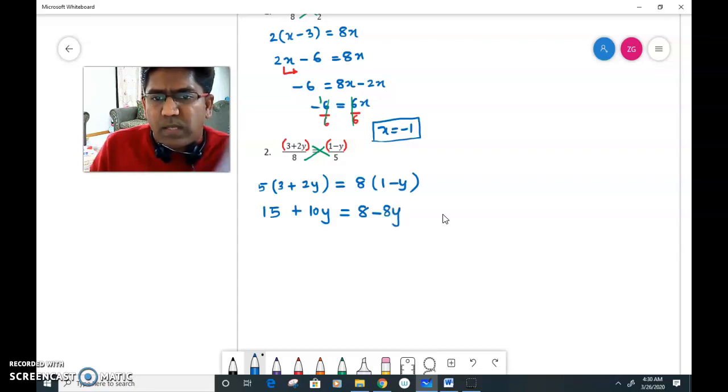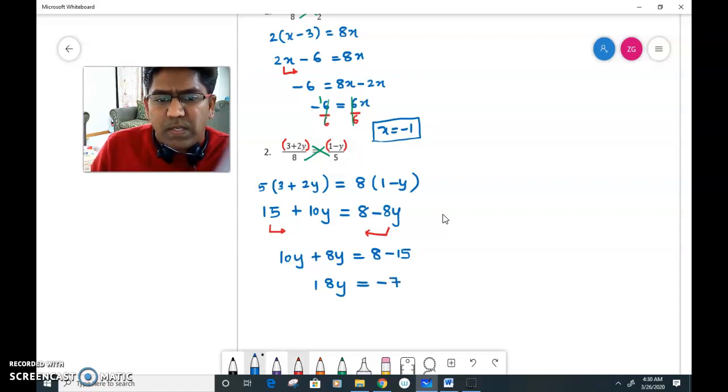Now I have 10y here and minus 8y here. Same procedure, you will try to shift this smaller term. So minus 8y will move to the left hand side. So the number constant 15 will go to the right. So I get here 10y plus 8y equals 8 as it is, plus 15 comes to the right hand side will become minus 15. 10 plus 8 will give me 18y, and 8 minus 15 will give me minus 7.